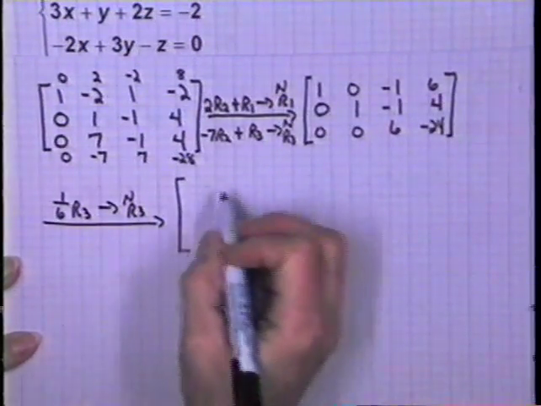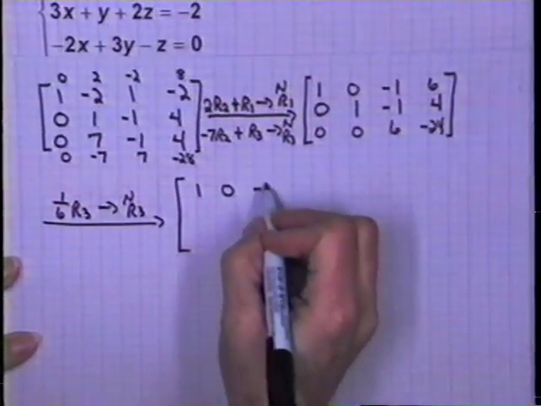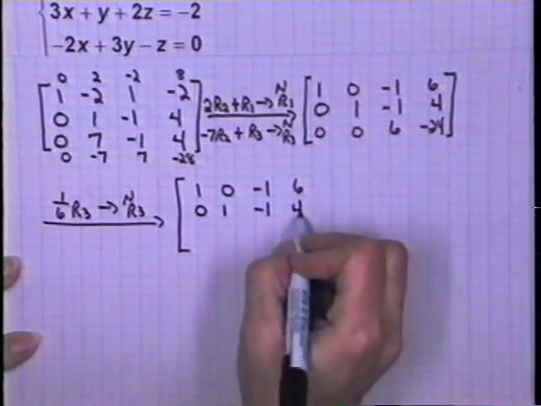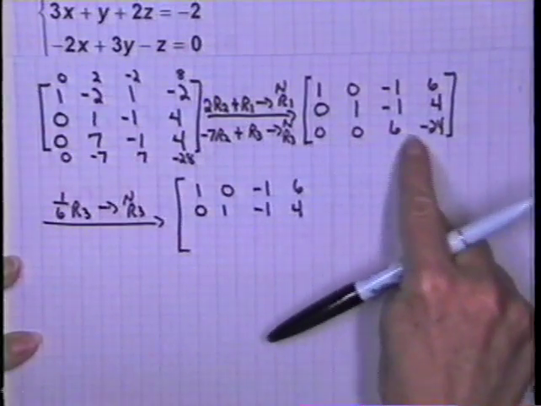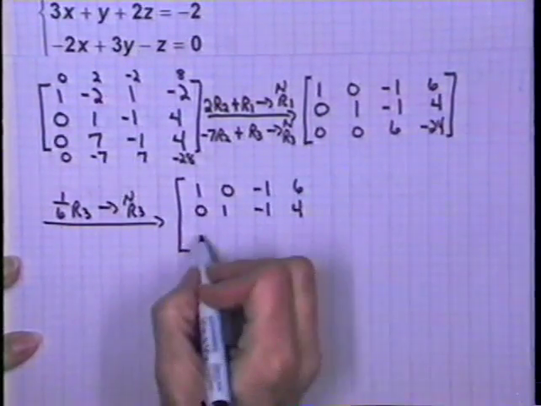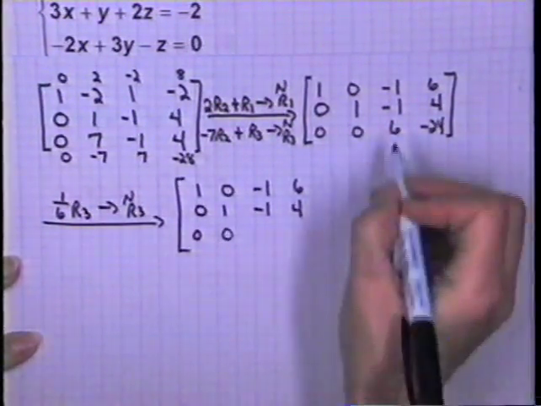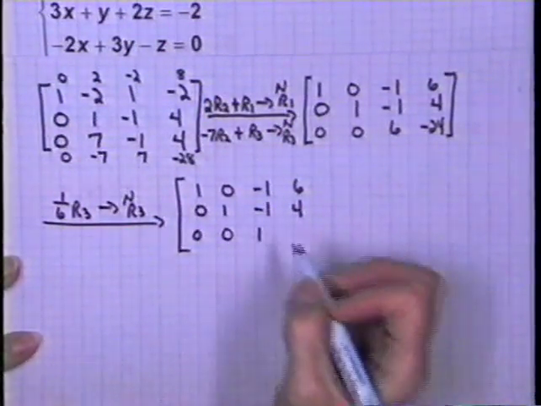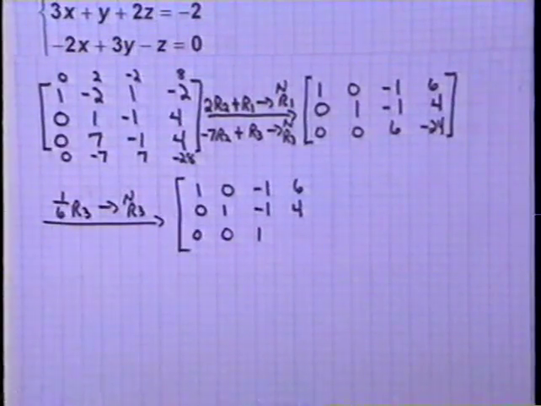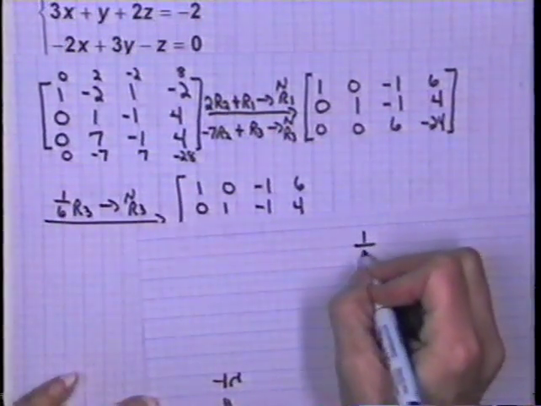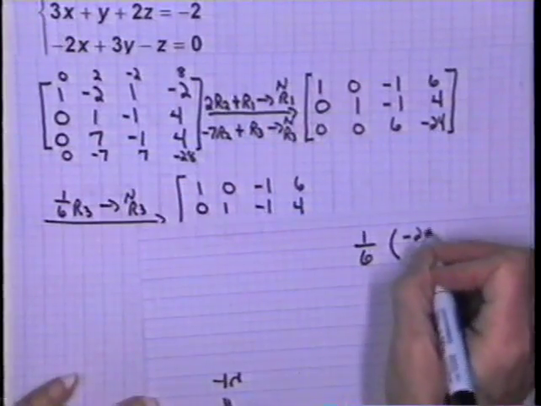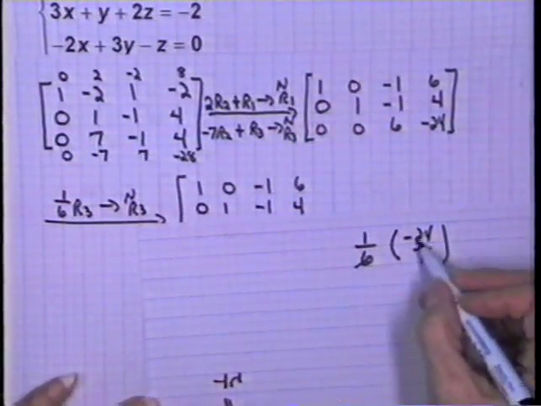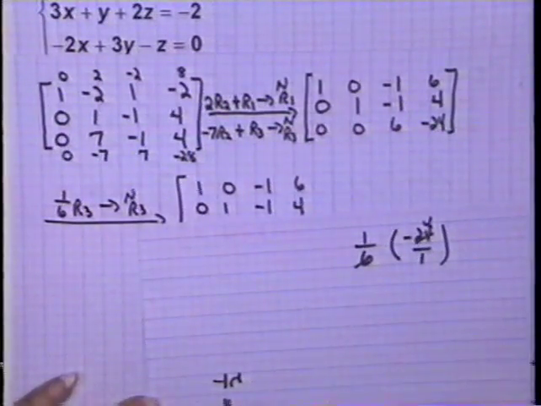So I'm not changing row 1. I'm not changing row 2. But I'm going to multiply 1/6 times this third row. 1/6 times my zeros are still zeros. 1/6 times 6 is 1. 1/6 times -24. Now if you need to, get you a piece of scratch paper. 1/6 times -24. Remember that -24 is over 1. Notice your 6 is going to cancel, so you get a -4. Okay?